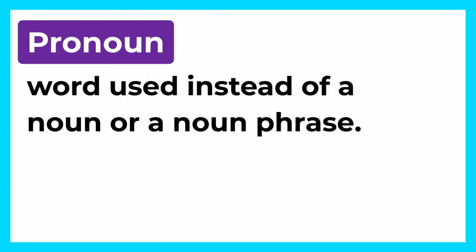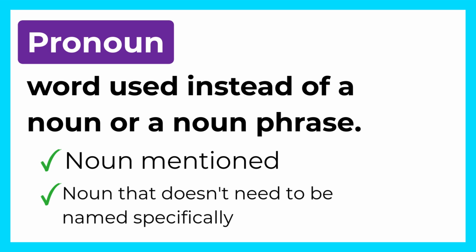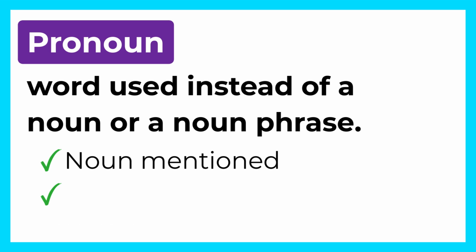Pronouns. A pronoun is a word used instead of a noun or a noun phrase. Remember, nouns are words that are used to name people, places, animals, things, and ideas. You can think of nouns as naming words. A pronoun is used in a sentence and refers to either a noun that has already been mentioned or to a noun that doesn't need to be named specifically.